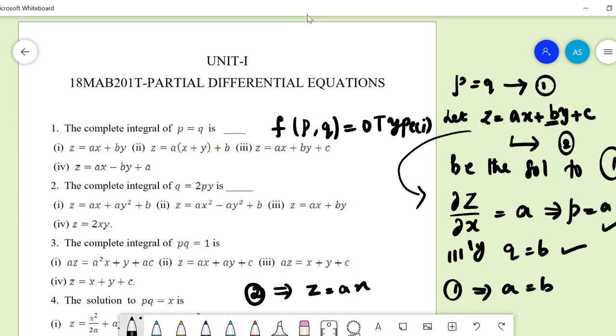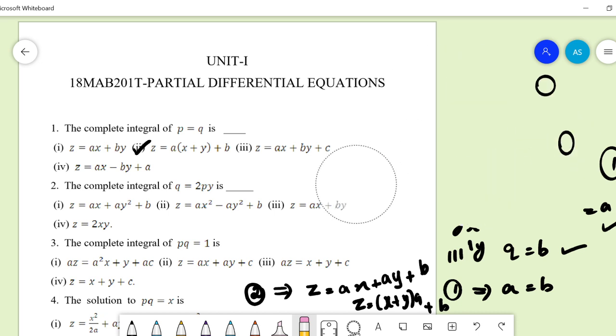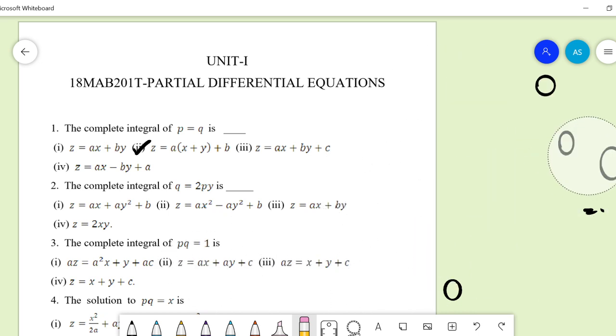In place of b also you can substitute a plus c. So ax plus ay plus c can be considered with some other constant. So z equals a times x plus y, a is common, plus b or c. But in this objective type question, the option is a times x plus y plus b. B and c are mere constants only. So this is the solution for this expression. Next one.